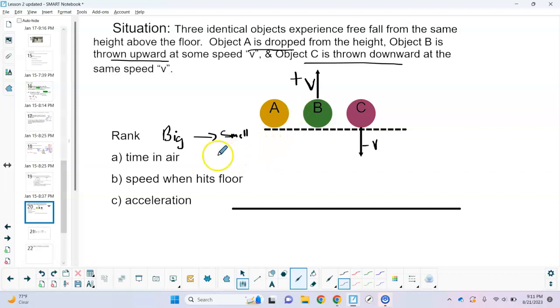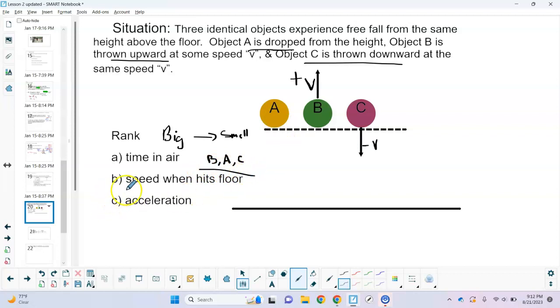And I think the correct order should be B, A, C. So B should be the most time spent in the air, A is second most, and C is the smallest amount of time in the air. And this just makes sense. The one that spends the most time in the air is the one that's going to go the highest in the air. So B, we throw upward, so it goes way higher than A or C, so it goes up and comes back down, so that's more time. If we're dropping A and we're throwing C down, if you throw something down, it's going to take less time than if it's starting from rest, so that's the proper order for that one.